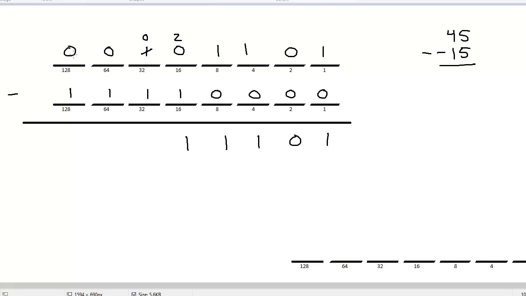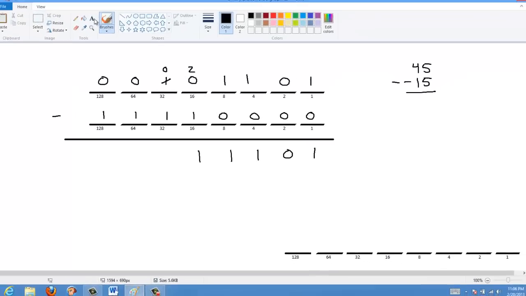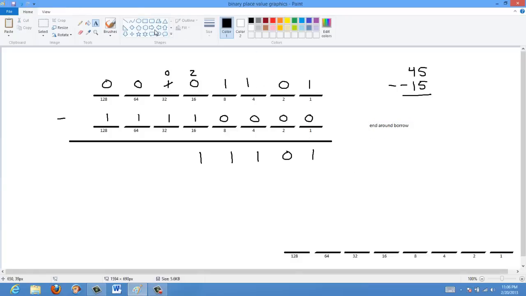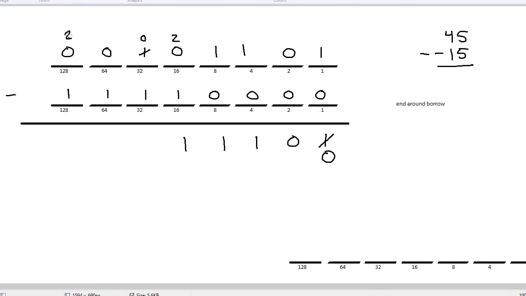So one's complement is kind of weird because what you can do is something called the end around borrow. I'll write that here. It's called end around borrow. What that means, it's kind of a weird thing, but you can actually borrow this one. So this would become a 0, and it can be borrowed up to here. This would become a 2. So that becomes a 1 and a 2 here, and this becomes a 1 and a 2 here.